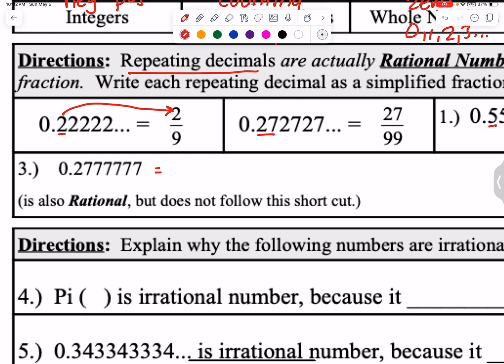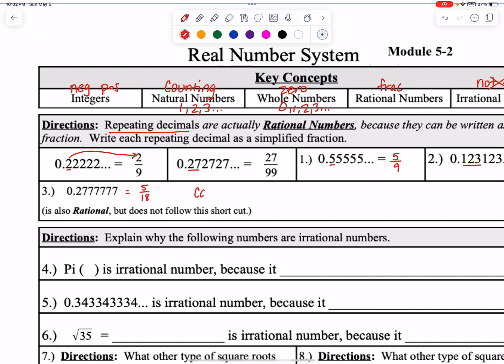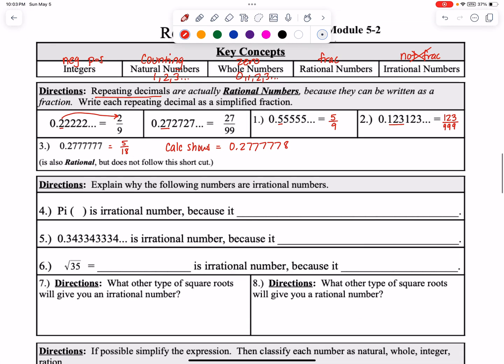So let's put equals 5/18. But let's go ahead and show what the calculator shows. 0.277777, and then we can just put an 8 at the end like that. Just to be aware of how the calculator might show it, and so you're going to have to understand that the calculator is truncating or cutting that because it goes on forever.